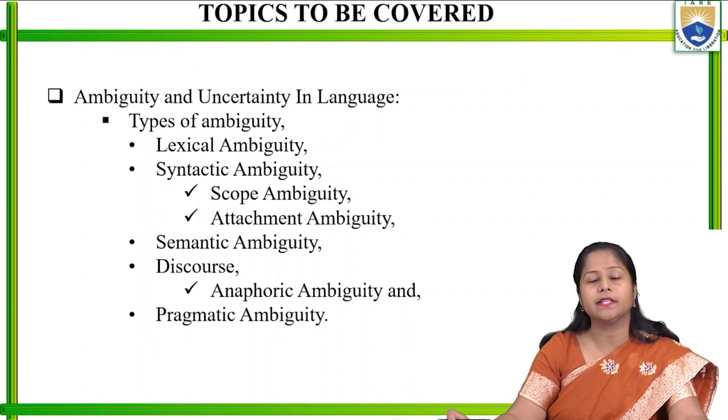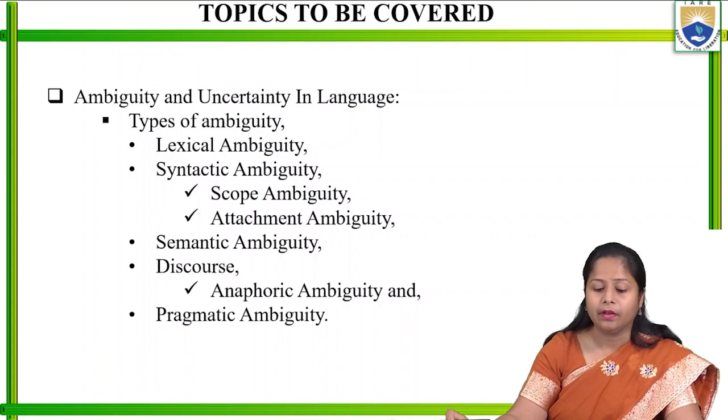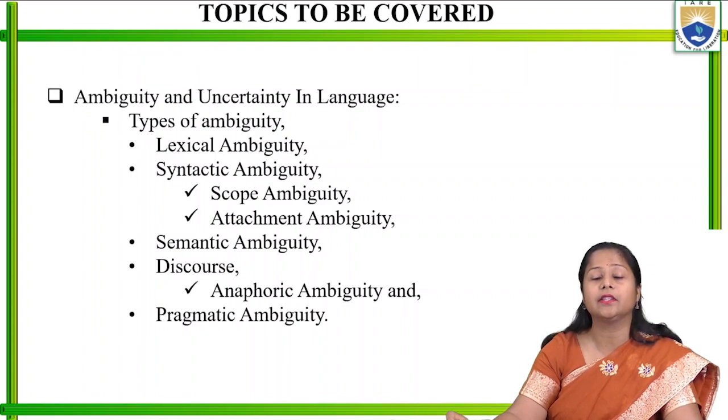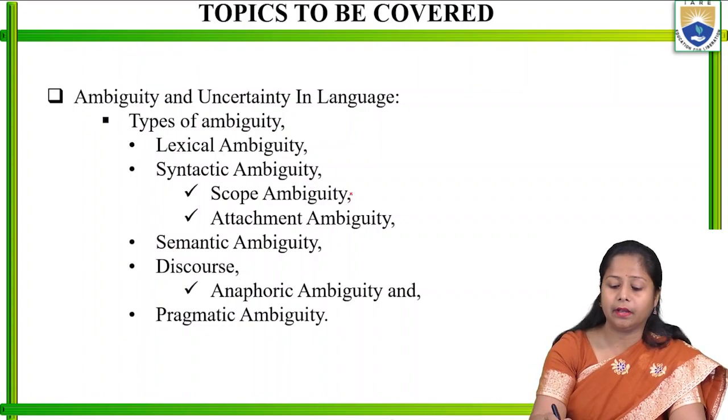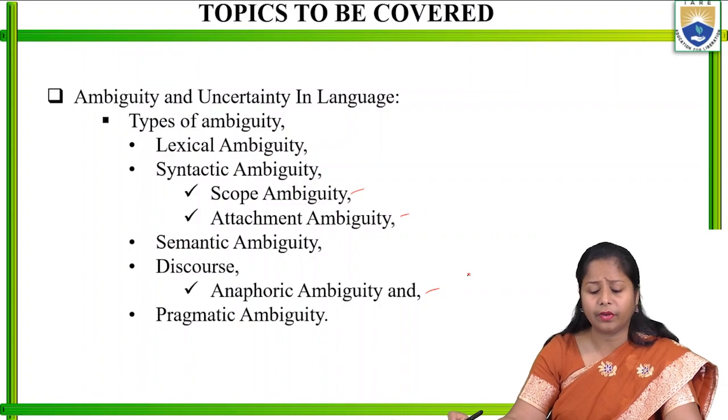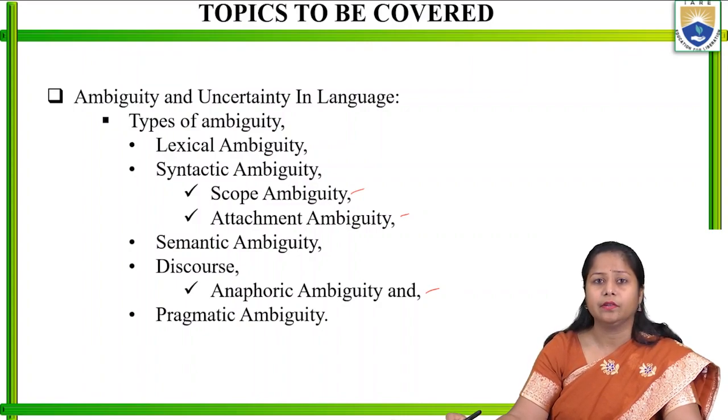So I will discuss the introduction of ambiguity and the different types of ambiguity. There are 5 types of ambiguities: lexical, syntactic, semantic, discourse and pragmatic. Syntactic is also of 2 types, scope and attachment, and discourse has one more variant, that is anaphoric. So let's start.